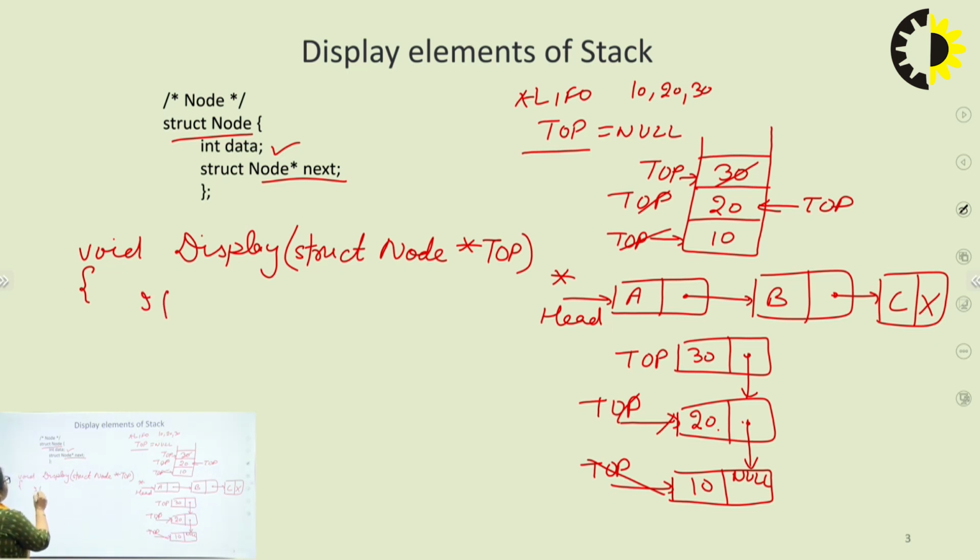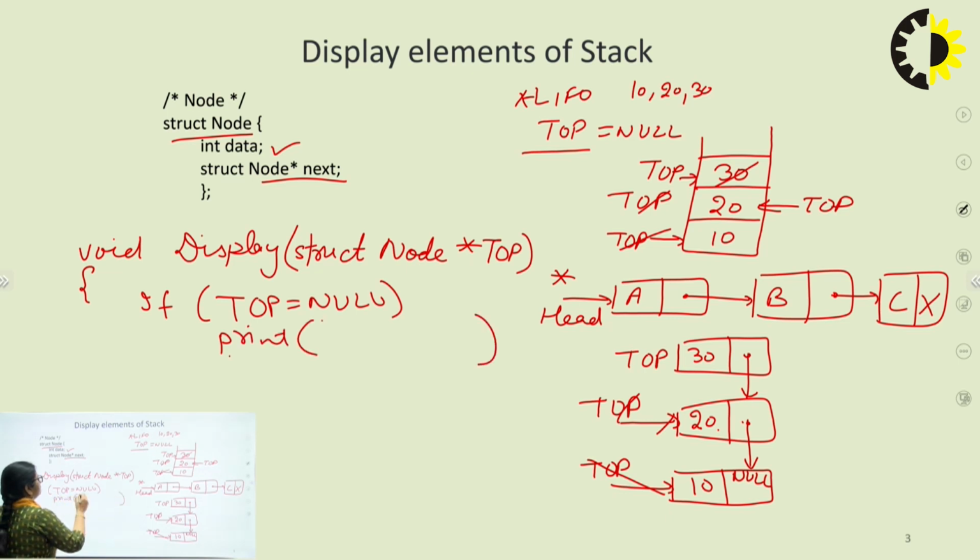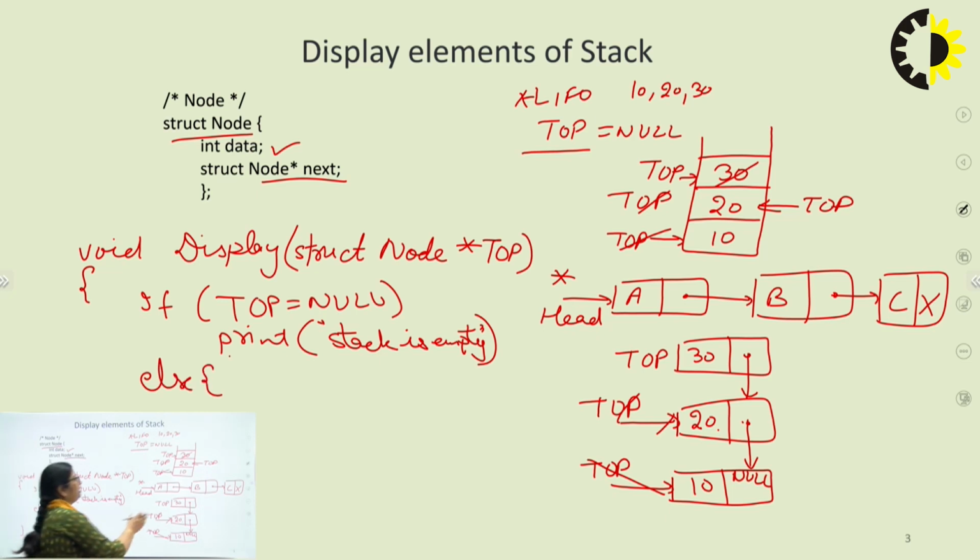If top is null, then print stack is empty. In that case the stack will be empty. Else, what is to be done? Else we have to display all the elements. So what is the element at top? 30, then 20, then 10.